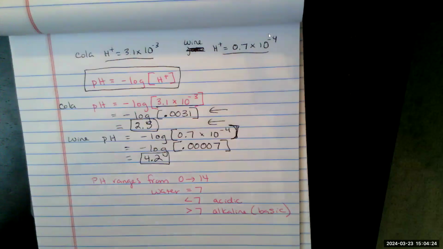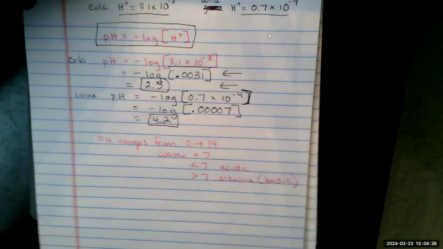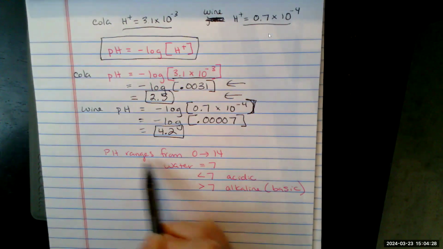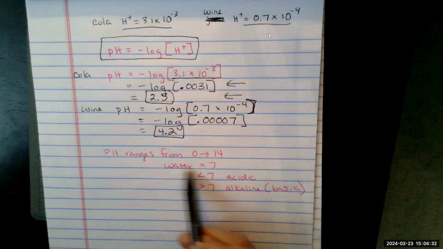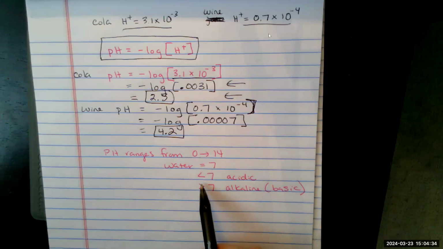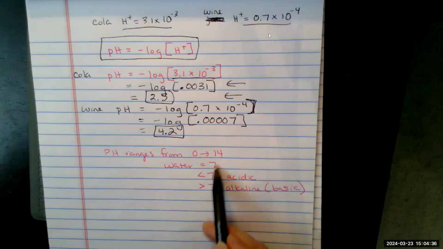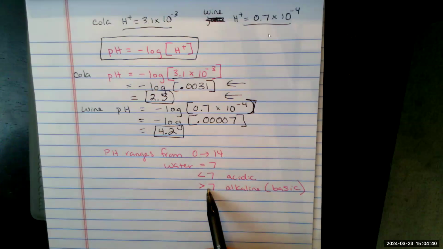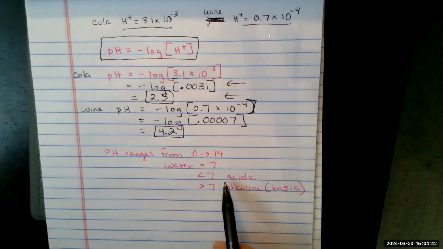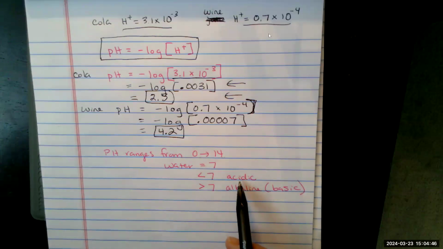So somewhere in that long explanation, in case you didn't catch it, they explained that the pH ranges from 0 to 14, and that right in the middle is where they put water. So anything less than 7 ends up being acidic, and anything greater than 7 is alkaline. So basically, the smaller your pH value, the more acidic.